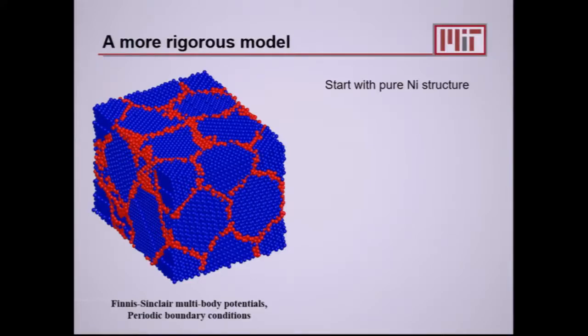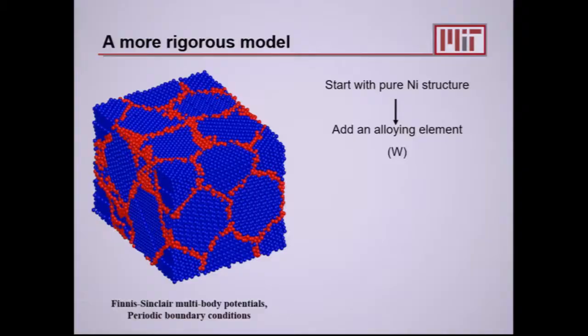So we build this thing in the computer. This is a structure that we would love to make in the lab if we knew how. The grain boundaries here are highlighted in red just so you can see them. But every atom here is nickel, and they're all talking to each other through multi-body potentials. This happens to be Finnis-Sinclair multi-body potentials. Now what you can do with a structure like this is start alloying it and look to see if various alloying elements segregate to the boundaries or not, and whether they lower the energy of the boundaries or not.